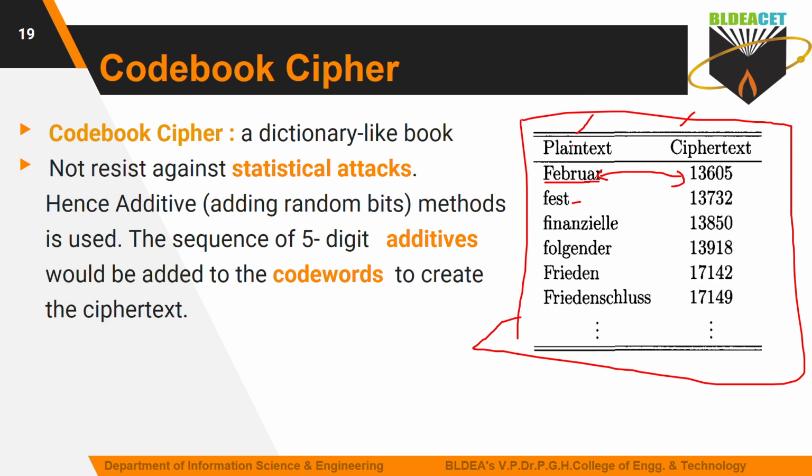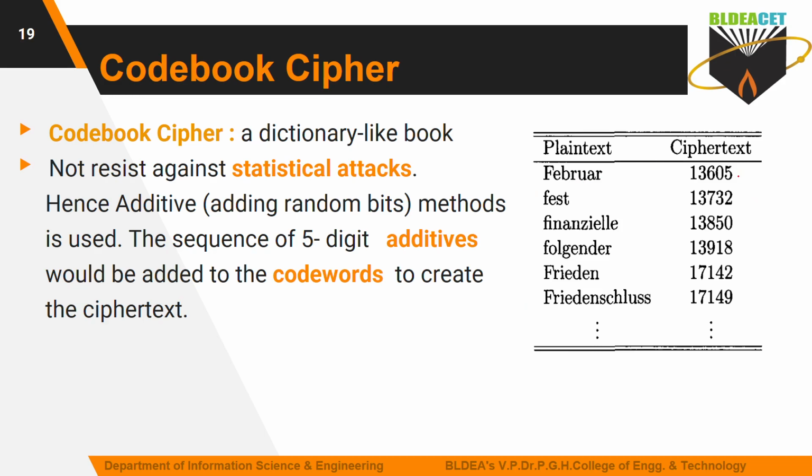This codebook contains both plain text and ciphertext. For the words you know, the ciphertext is already available, so you just substitute it in place of the words and send it. Such a method is called a codebook cipher. It is the same as the simple substitution method. In simple substitution, one letter is substituted with another letter; here one word is replaced with a 5-digit number.